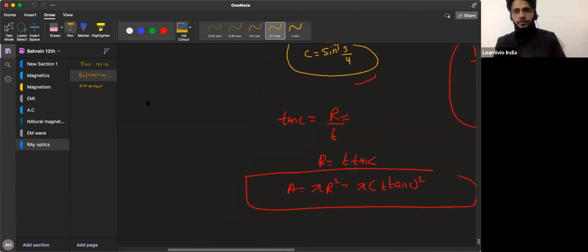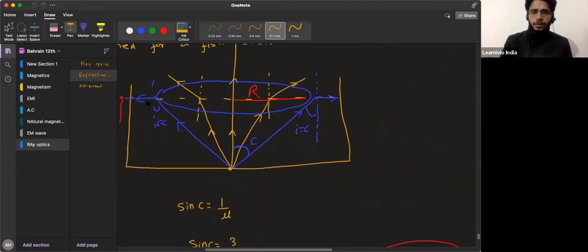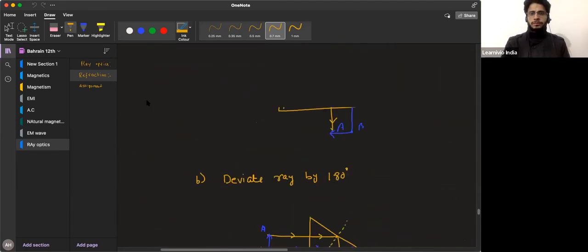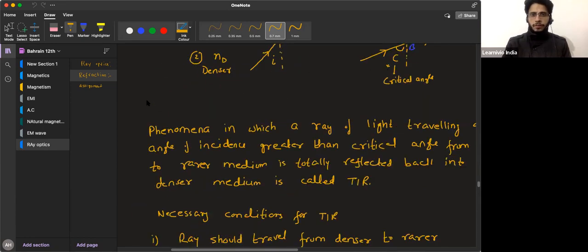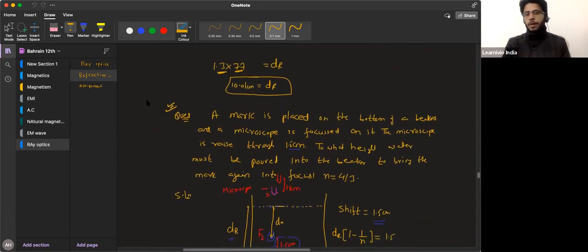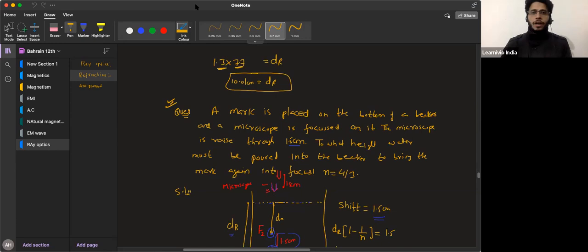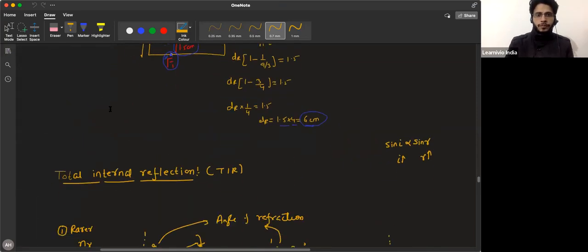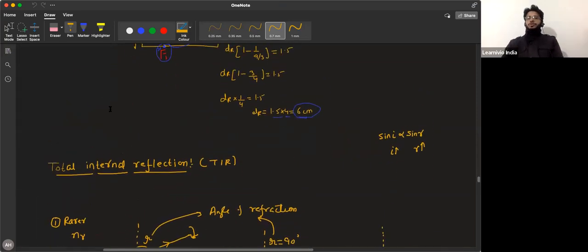Okay, so up to last class, we have finished the last topic that we did, apparent depth. After apparent depth, the next topic is TIR, total internal reflection. So we are studying refraction, but now this topic is of reflection, total internal reflection. So see what total internal reflection means.